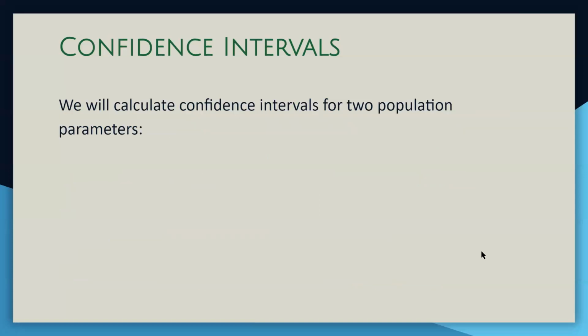We're going to calculate confidence intervals for two population parameters, for means and for proportions. These are not the only confidence intervals we can calculate. You can construct confidence intervals for standard deviations and variances as well. If you're interested in how to do that, feel free to contact me. I have that information for you, but it's not on our course record, and so I'm not going to present it.